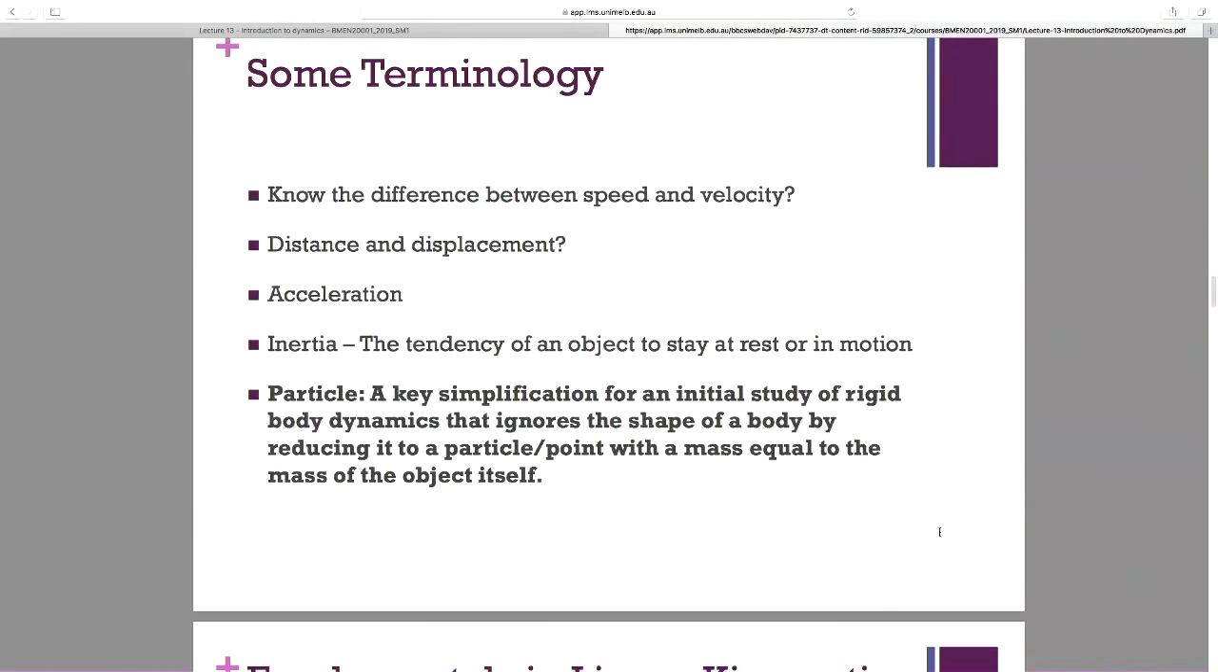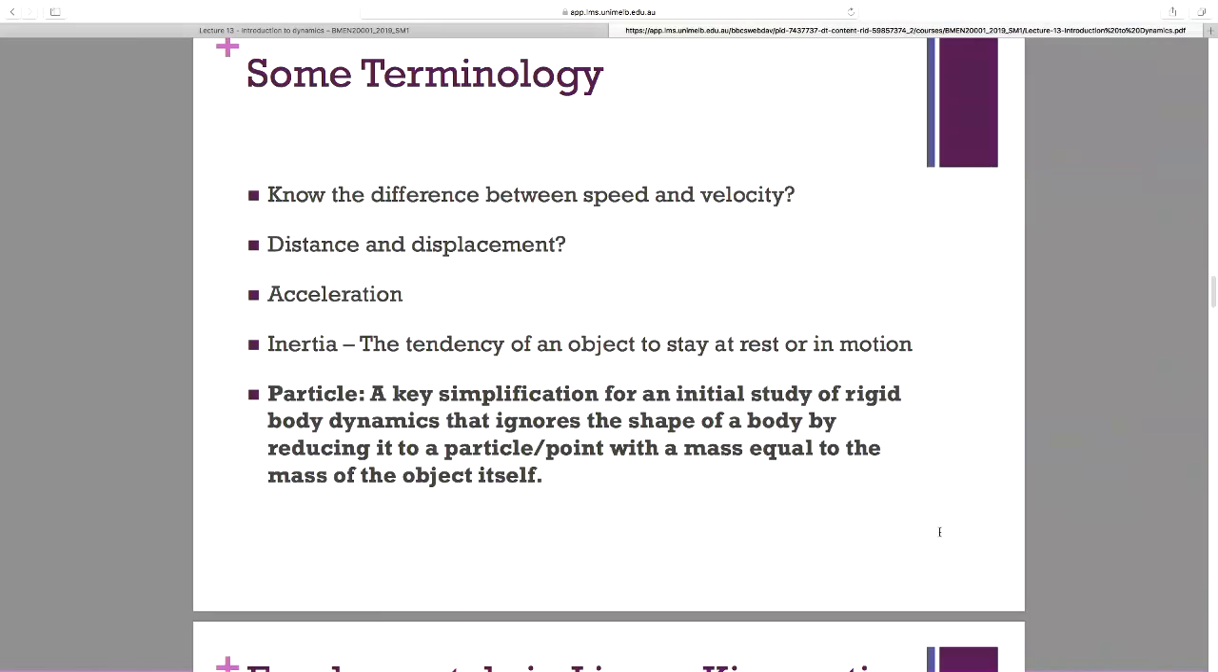So can people here tell me the difference between velocity and speed? Yep, velocity has direction, speed is only a magnitude. The difference between displacement and distance is the same thing. When we talk about the distance covered, that's the length in meters that we've covered, whether it's left, right, or both. But displacement is a vector quantity.